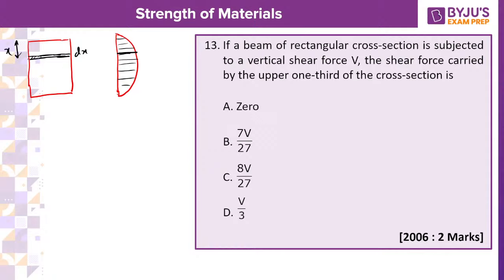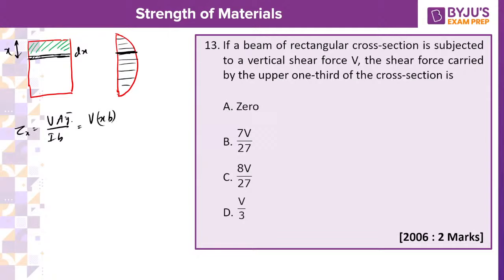Now if you calculate the shear stress at x, what will that be? Shear stress is VAȳ by Ib. What is your VAȳ? If I am calculating the shear stress at this location, then the area above that portion will be considered. What is the area here? x into b, that's all. Area is x into b.